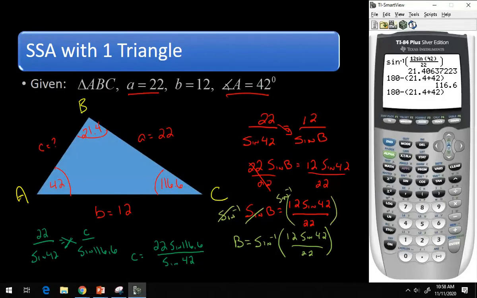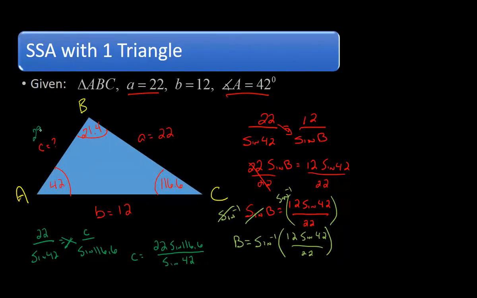And I'll go back to the calculator and I'll make my fraction. And I'll solve this for side c of 22 sine of 116.6 divided by sine of 42. And I will see that side c is 29.398. So there's two really fast examples of using the law of sines.